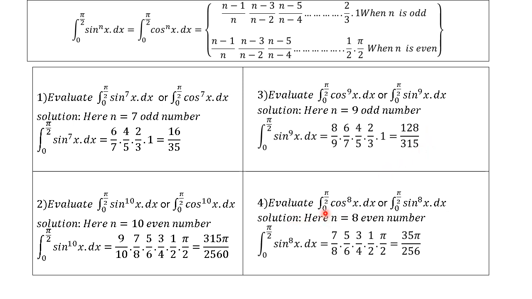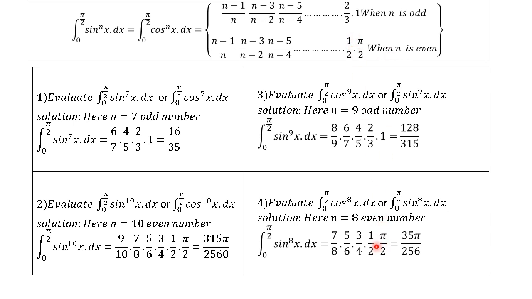Last one, evaluate integral 0 to pi by 2 cos to the power 8x dx. Here n is 8. Here 8 means it is an even number. That means the last number ends up with pi by 2, 1 by 2 into pi by 2. See here, here n is 8. 8 minus 1 is 7. 7 divided by 8. 2 less than 7 is 5. 2 less than 5 is 3. 2 less than 3 is 1. In the denominator, 2 less than 8 is 6. 2 less than 6 is 4. 2 less than 4 is 2. And here, because n is an even number, multiply this one with pi by 2.